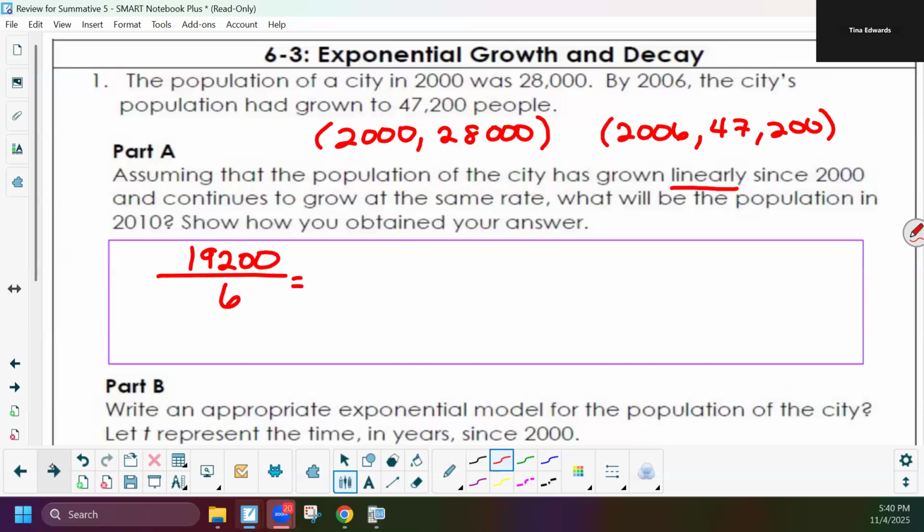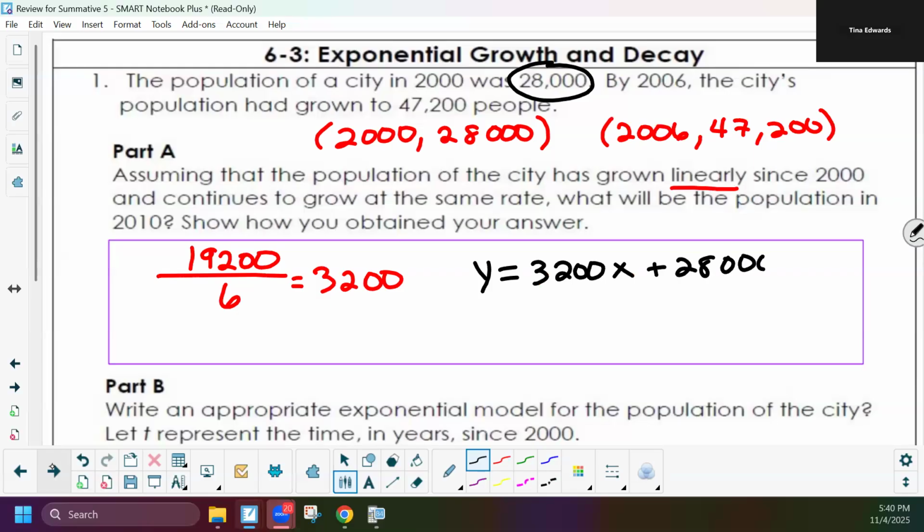So if I divide that, I know my slope is going to be 3,200. Okay, so now I can take my slope and my y-intercept, which I know was 28,000, and I can write the equation. Y equals 3,200x plus they started with 28,000 people.